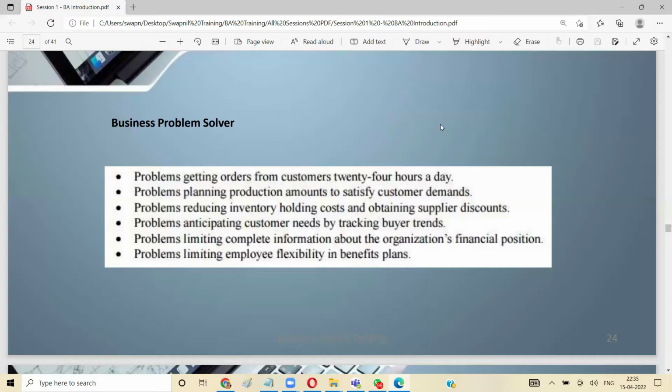Feel free to make your own assumptions. What you see here is the first business problem. Can somebody read?